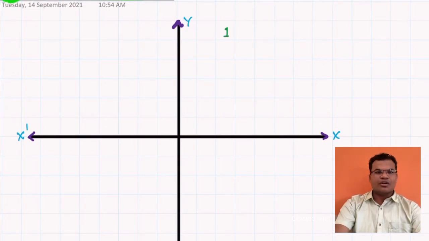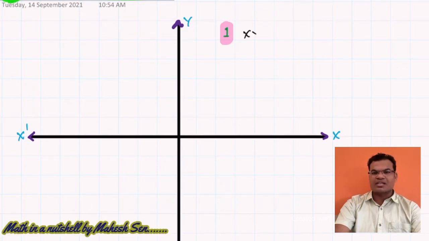Guys, today we are going to learn about coordinate geometry, chapter number 7 of class 10th, in which we have the basic concept of coordinate geometry, and then we'll go for the distance formula, the section formula, and the questions and answers from the NCERT solution.